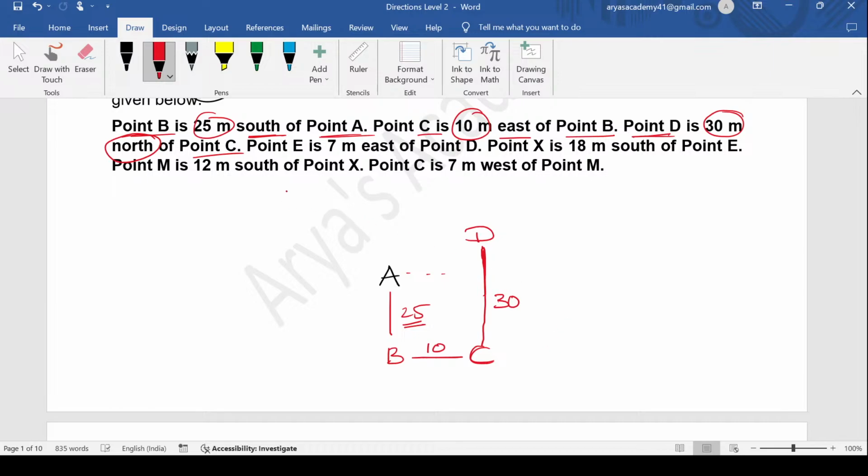Okay. Point E is 7 meters. 7 meters in which direction? East. From which point? From point D. So if you go towards east from point D, this is the point D. And the distance is actually 7. And here comes point E.